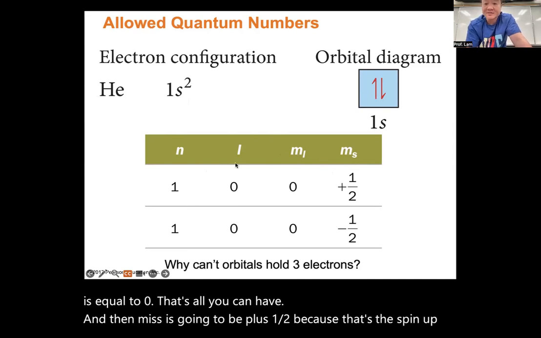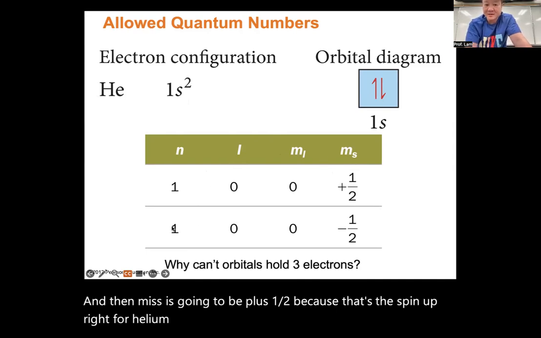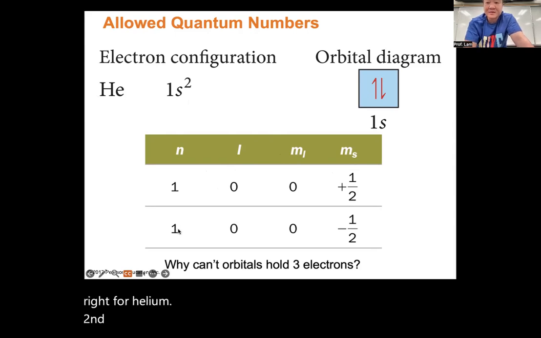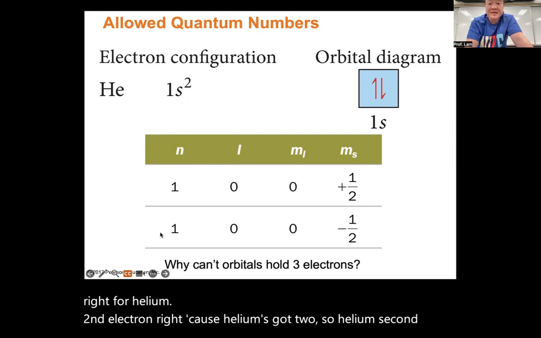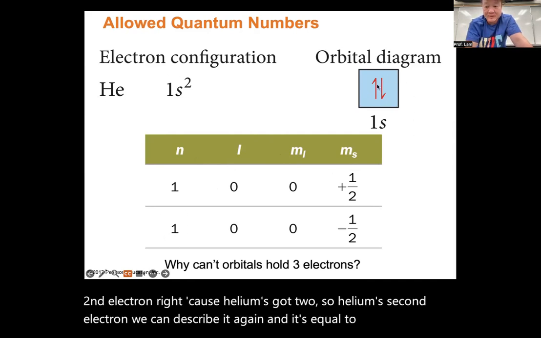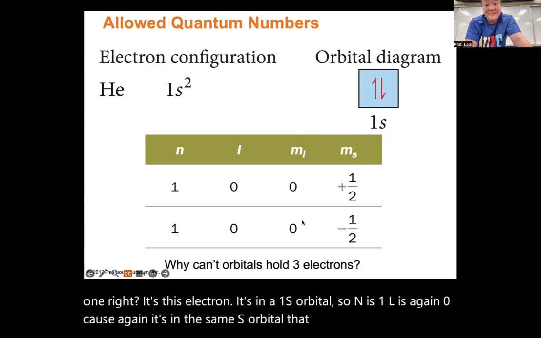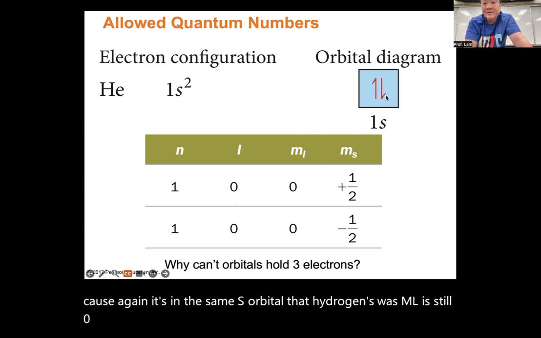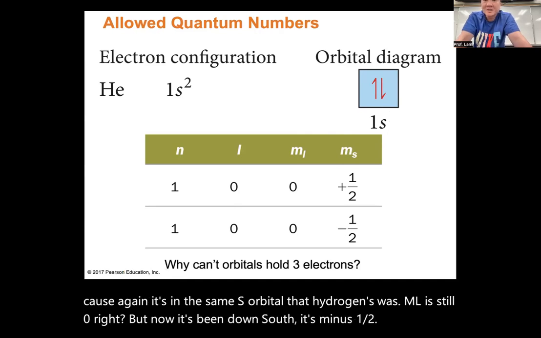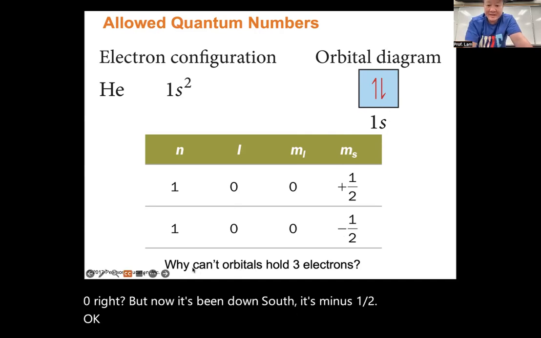For helium's second electron, because helium's got 2, we can describe it again. n is equal to 1, because it's this electron in a 1s orbital. L is again 0, because it's in the same s orbital that hydrogen's was. ML is still 0. But now it's spin down, so MS is minus 1/2. Okay. So now the question, now you can really answer this.